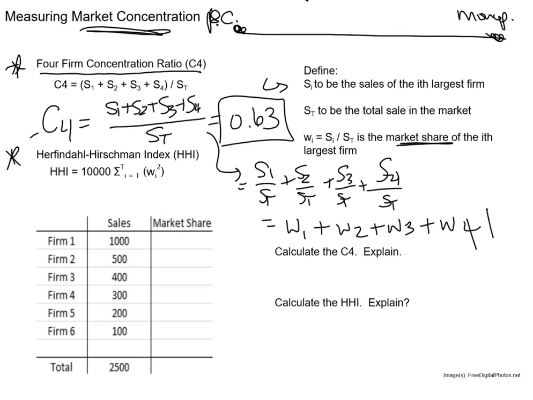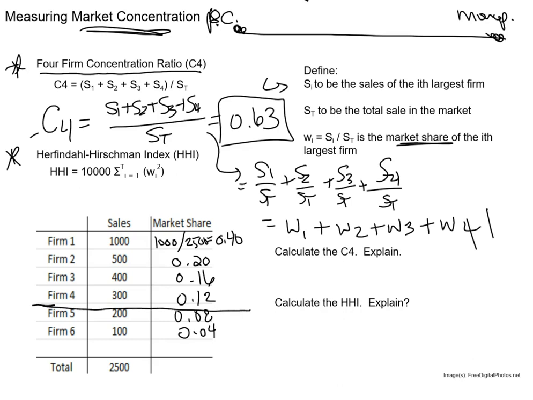Real quick, mathematically, can you calculate what the market shares are in this table? Verify you got the same numbers I did. In this hypothetical example, firm one's market share is 0.40, so they have 40% of the market. The C4 is simply looking at the top four firms in the market. What's their market share? We've got 40 plus 20 plus 16 plus 12, which should be a C4 of 0.88. That's saying that 88% of the market is in these top four firms.